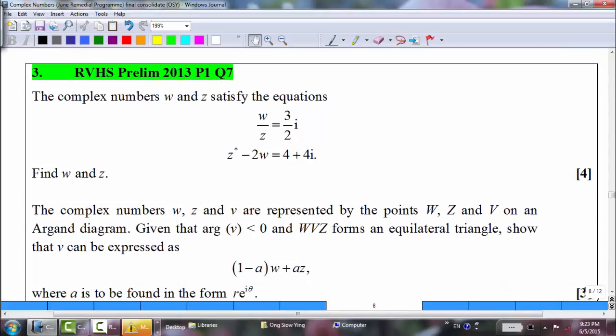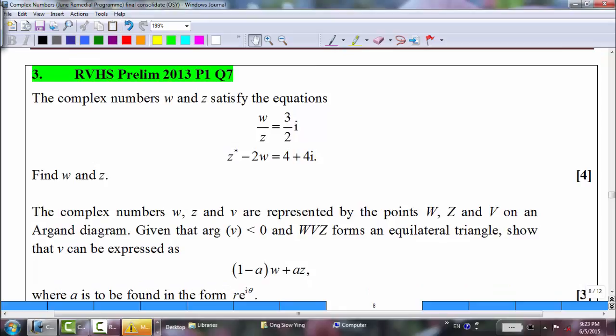Now, in the last question here, we are supposed to find W and Z given a set of simultaneous equations. This one, I don't think you need me to elaborate. It's quite standard. Solving simultaneous equations, like what you learned last time in secondary school, you just use either the elimination method or the substitution method, whichever you find is more convenient, or easier for you to do.